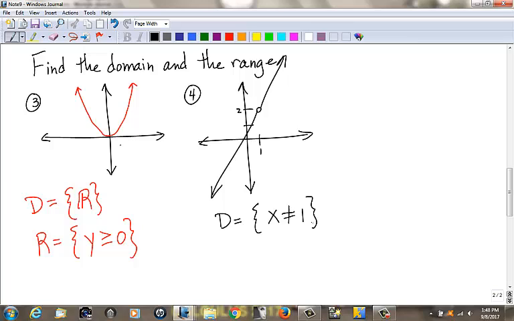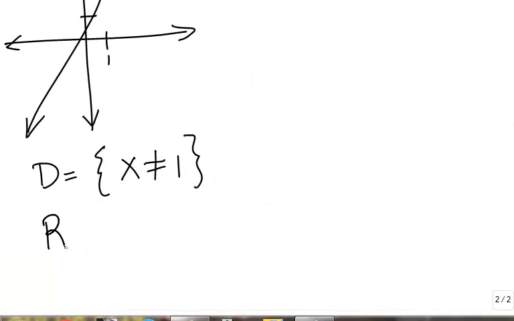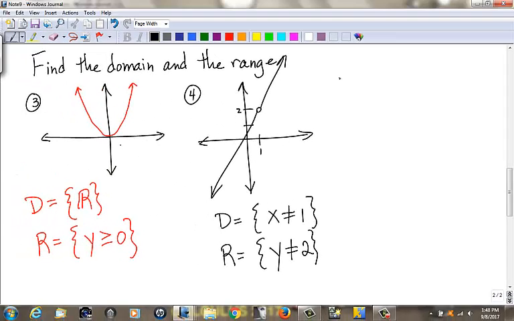Okay, go from the bottom up for the range. What y value am I leaving out? 2. Y can't be 2. For the range, y cannot equal 2. It can equal everything else. Let's do one more.